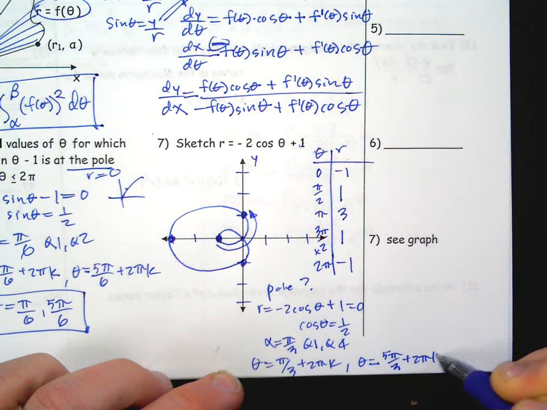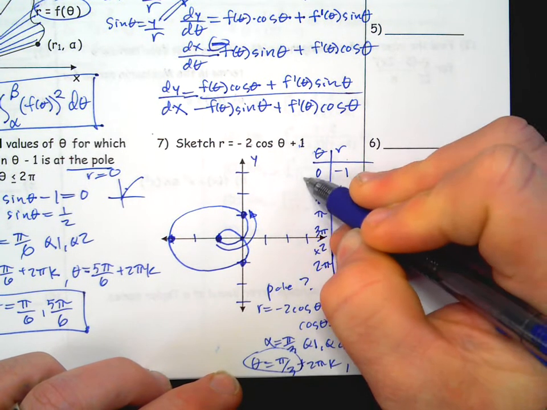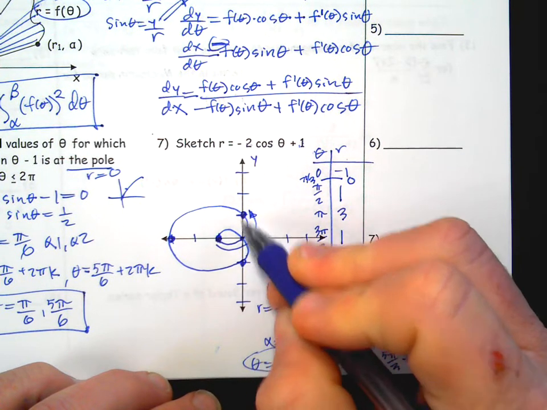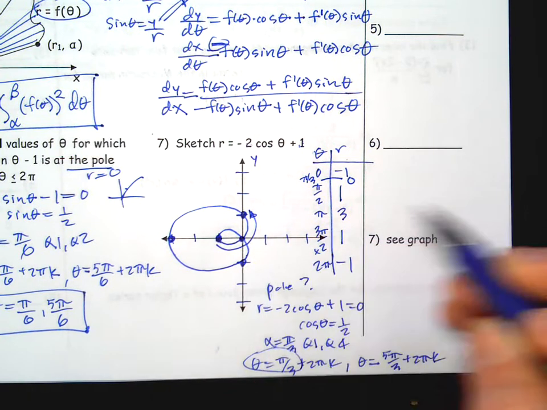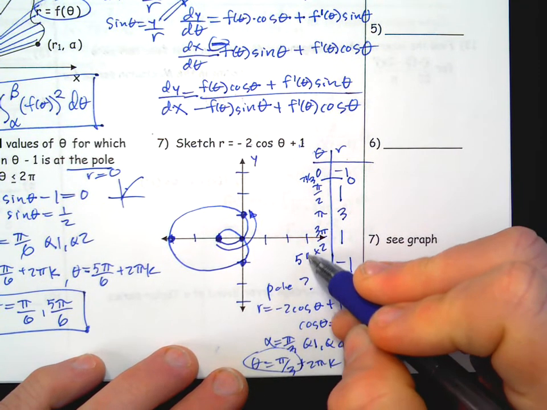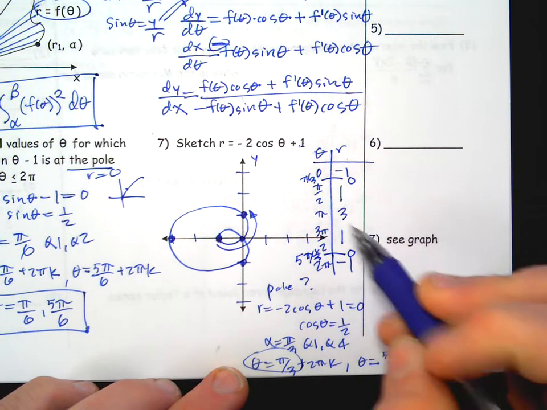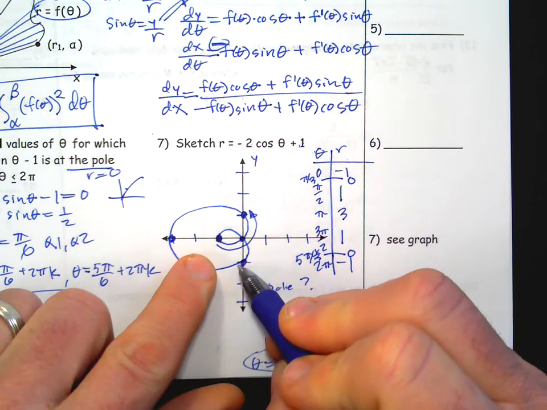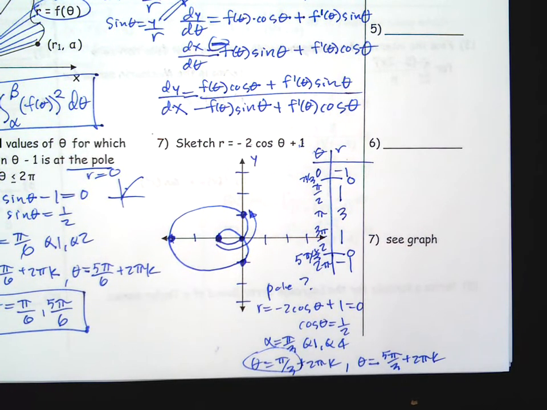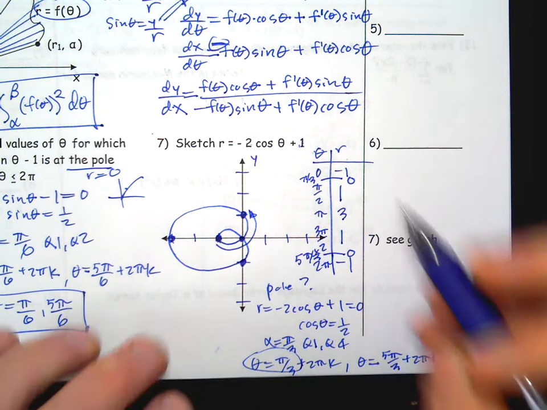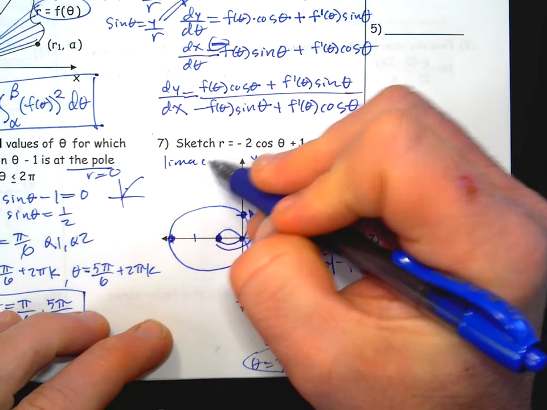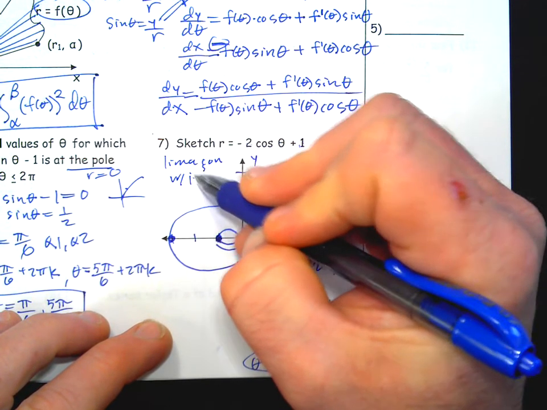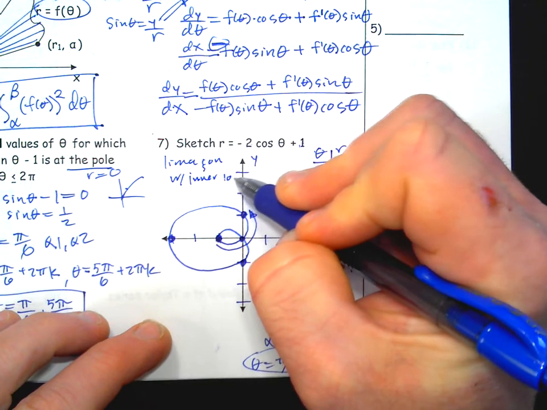So it's supposed to go through pi over 3, so that would be right here. We get a 0. So between here and this point, it goes through the origin. That makes sense. And then 5 pi over 3 would be over here. We get 0. So after it gets to here and before it gets to here, it goes through the pole again. So that does confirm that. So we call this a limaçon with an inner loop. Not that you need to remember the names, but it's just good to recognize them.